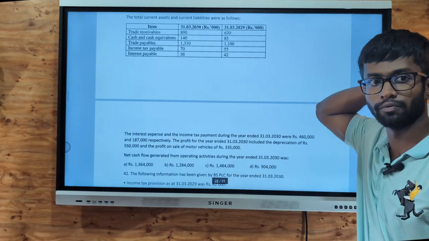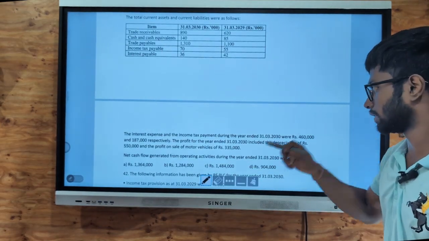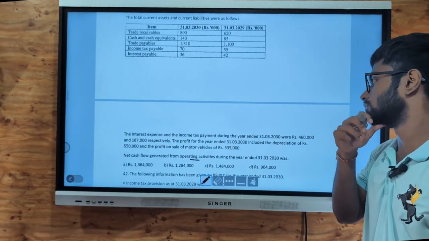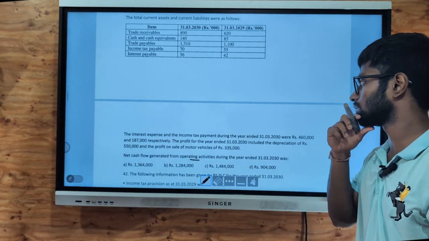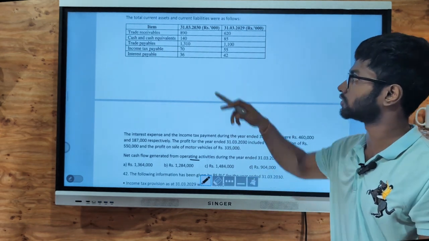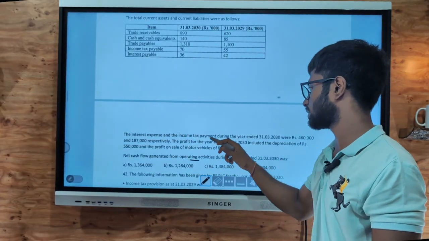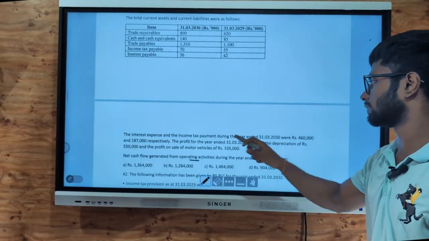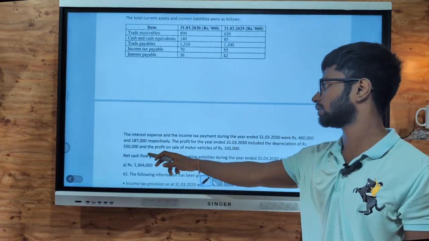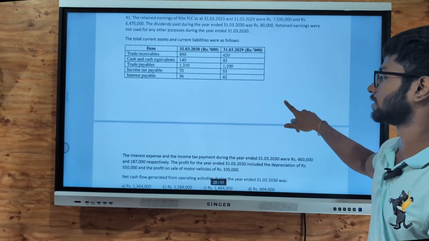So here we have a few pieces of information. Based on this, we will get the operating activities. Now here profit is not given, no? So we have current assets and current liabilities for 2 years. Interest expense and income tax payment they have given us. Profit for the year ending included depreciation 550 and profit on sale 335.